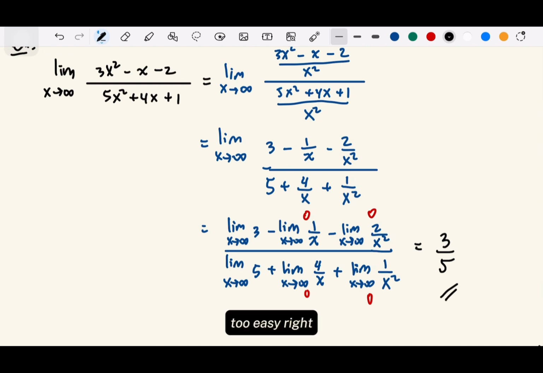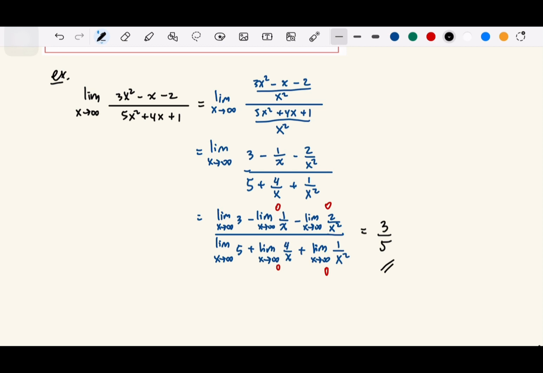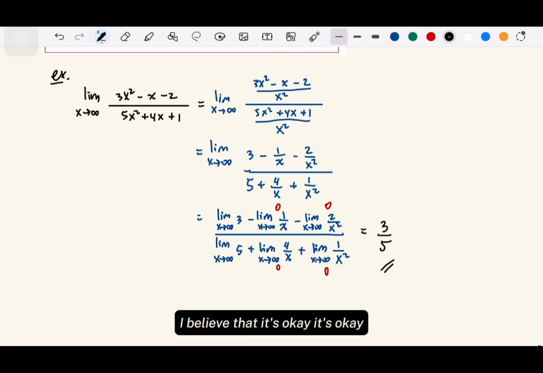Too easy, right? But it doesn't matter whether it's easy or not, as long as you have good logical thinking, reasoning, and know how to express your solution. I believe that it's okay.